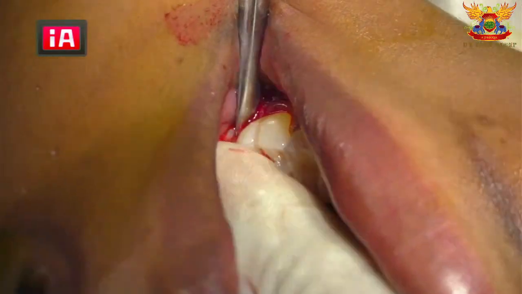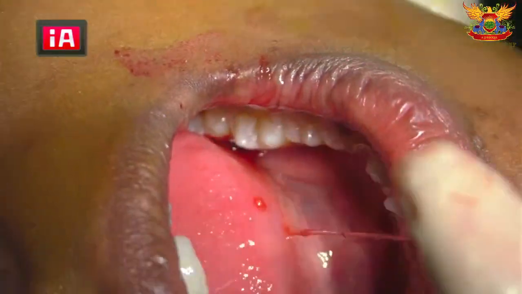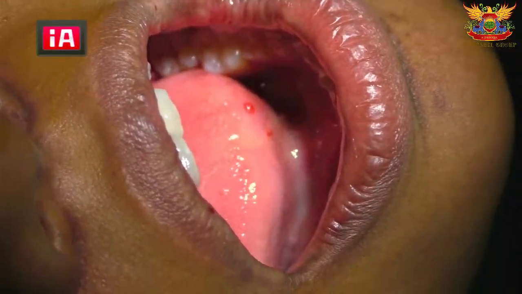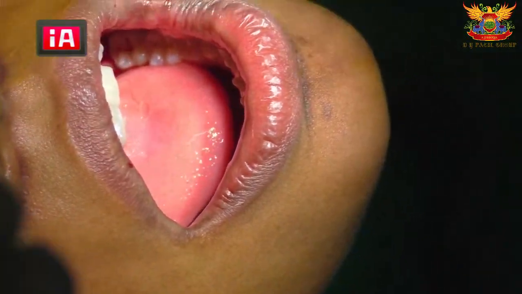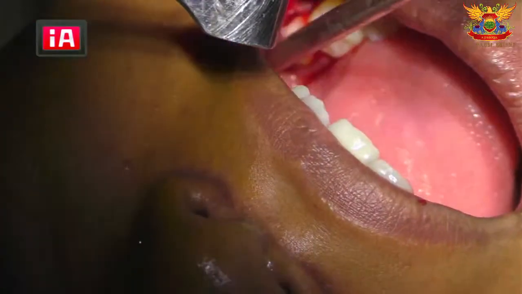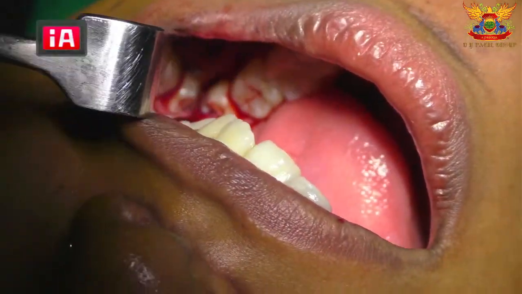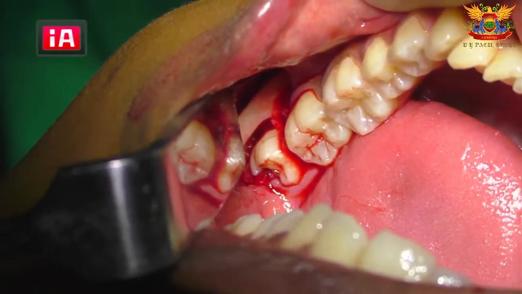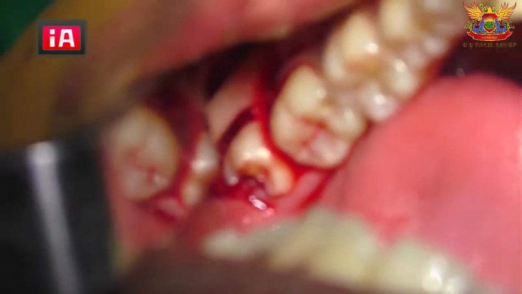So as you can see, the tooth is moving now. Suction. This suction has no flexibility, it is rigid, so it doesn't bend. There is a little bit of a distal obstruction, as you can see. Aditya, can you show them? There's a distal obstruction of the bone that is interfering with the occlusal movement. So I'm going to drill a little bit more on the distoangular part.